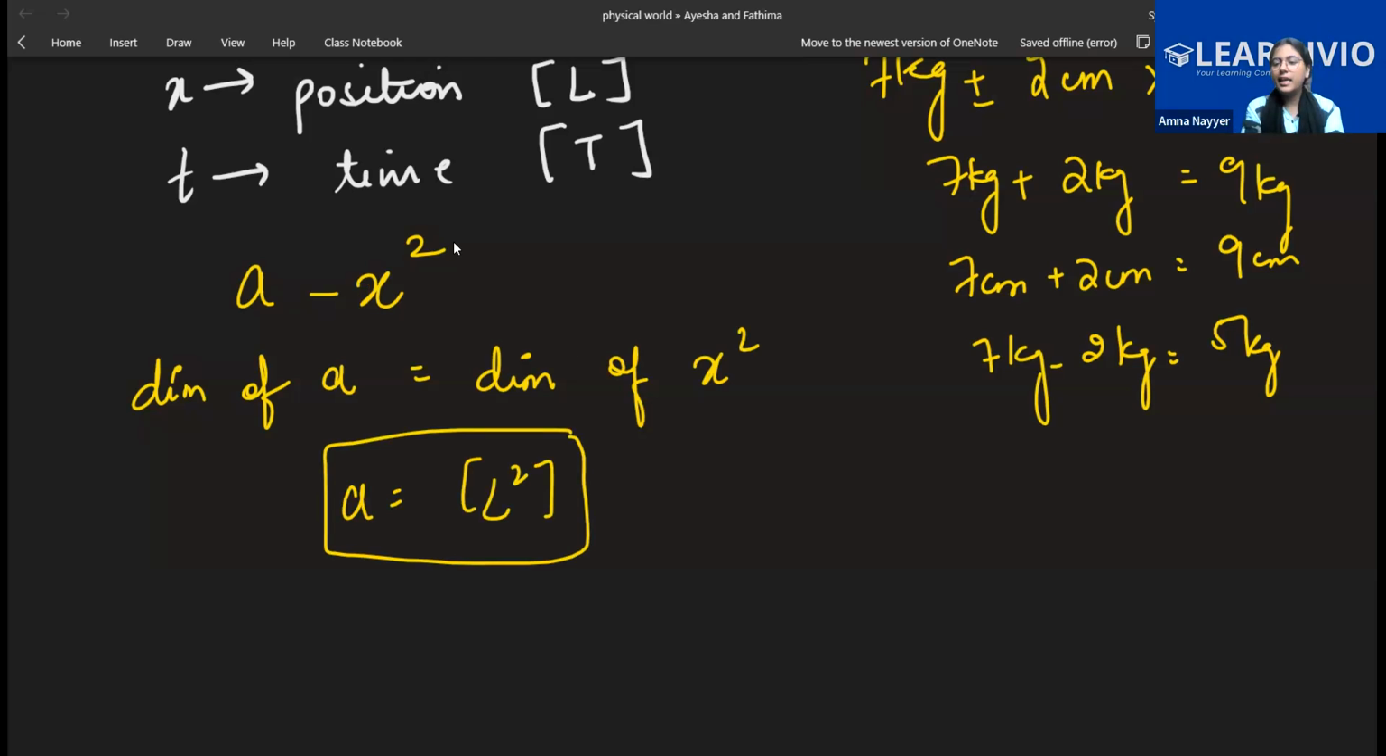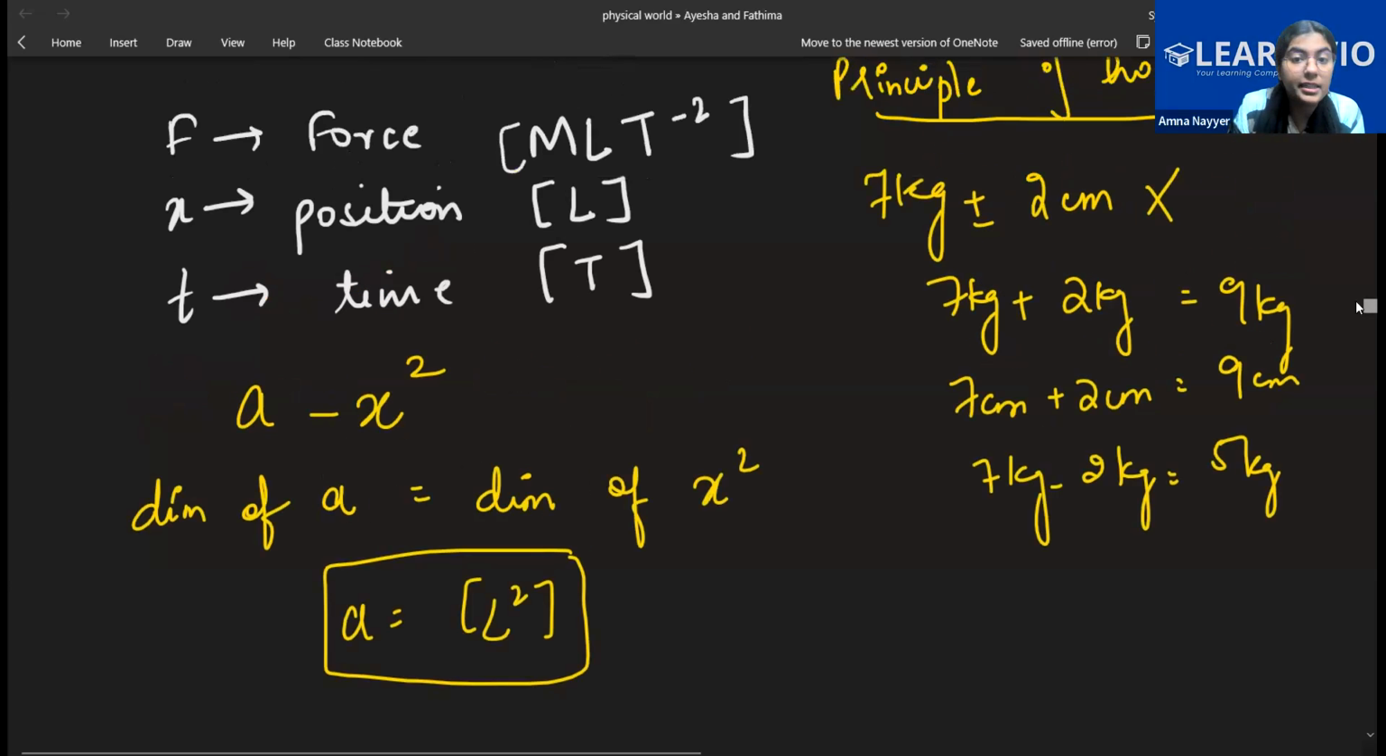Is this clear? No, but how did you conclude it will be length only? How did we convert it into length? No, we are writing the dimensions. Dimensions can be anything. Dimensional quantities are based on mass, length, and time. You're not defining A or writing its meaning. You are just seeing whose dimension it is similar to. So it must have a unit like meter square.